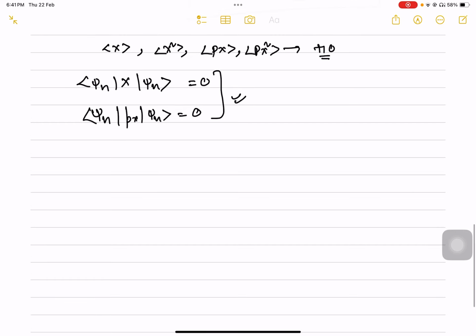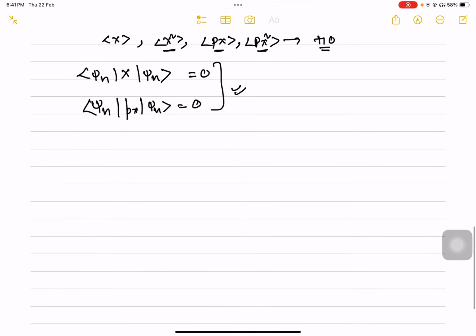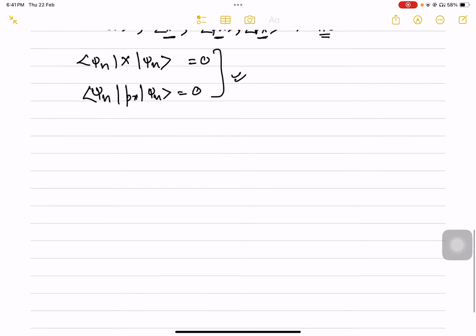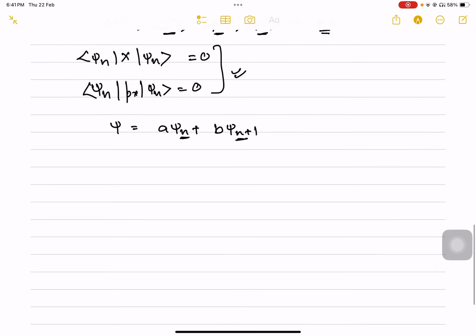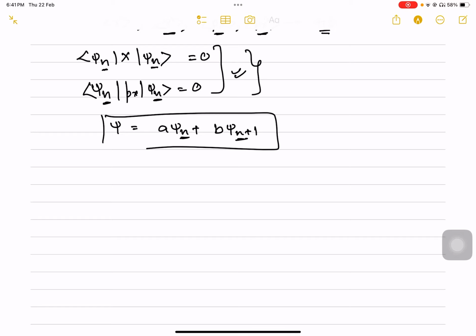Also you will come to know the average of x square, average of px, average of px square. Just keep calm and have a look at the formulas. These are brilliant formulas. So if you have a wave function like this, a psi n plus b psi n plus 1, these are linear combinations of two states. Most people have great knowledge about psi n, and that is not a linear combination, but this is a linear combination of two states.